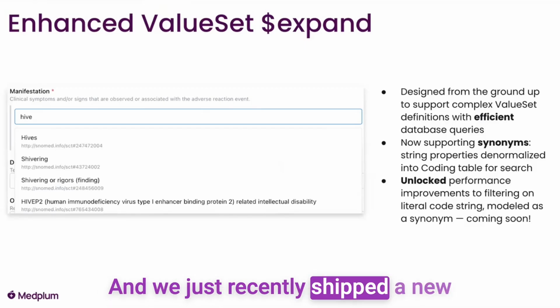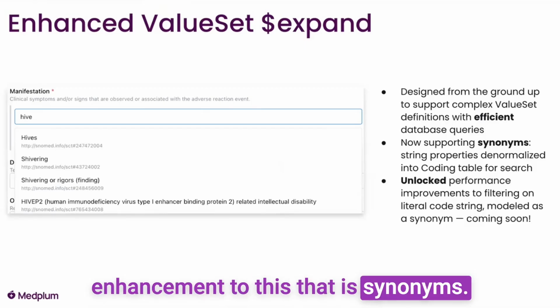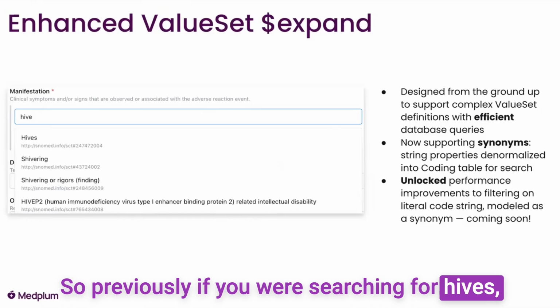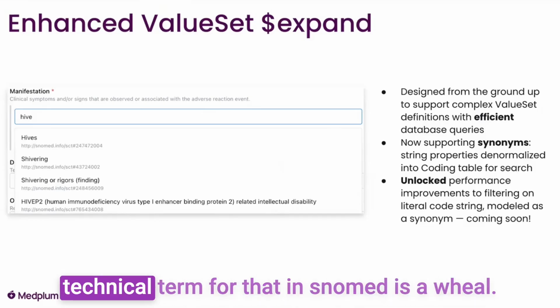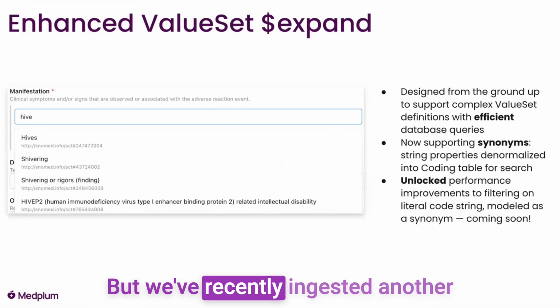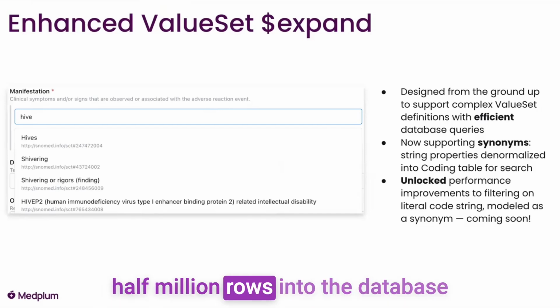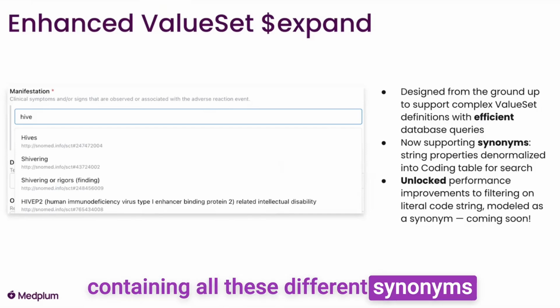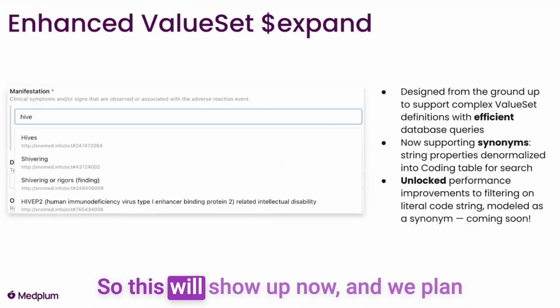And we just recently shipped a new enhancement to this: synonyms. Previously, if you were searching for hives, you would not have found it because the technical term for that in SNOMED is a wheal, W-H-E-A-L. But we've recently ingested another 500,000 rows into the database containing all these different synonyms that you can use to search for things. So this will show up now.